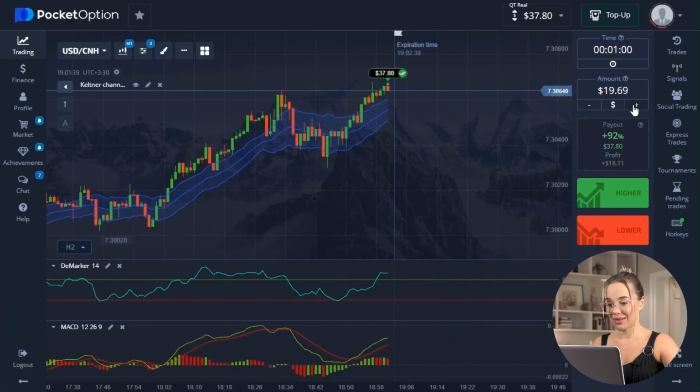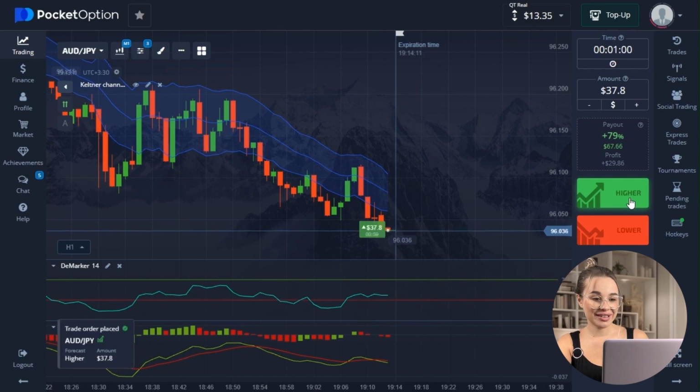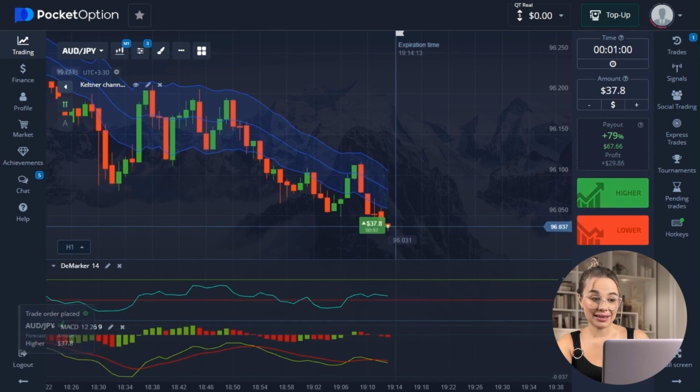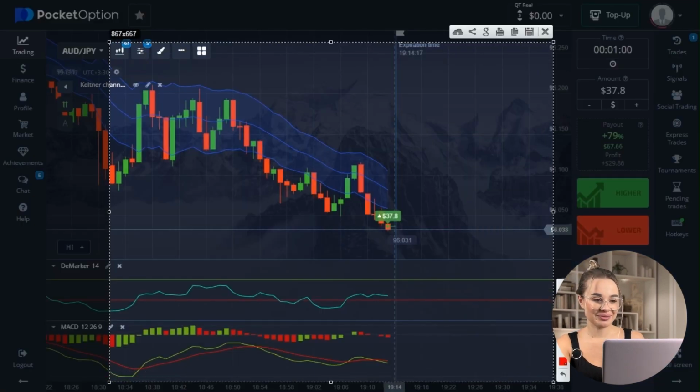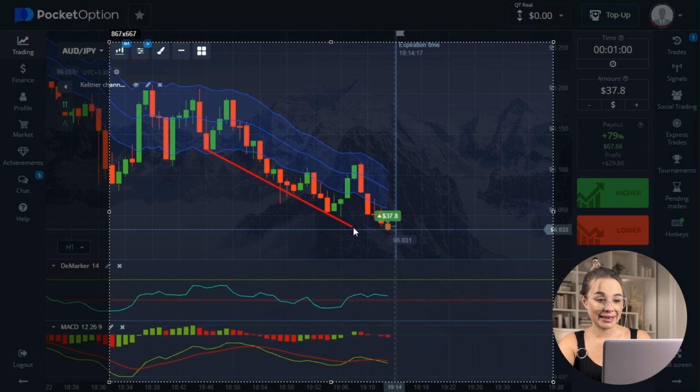Let's move on to another pair. I reckon it's a good idea to trade for an upswing in this situation. It might seem counterintuitive, but let me break down my logic. Let's draw a line along the candle lows. It's kind of a level where the price hung out for about 30 minutes.